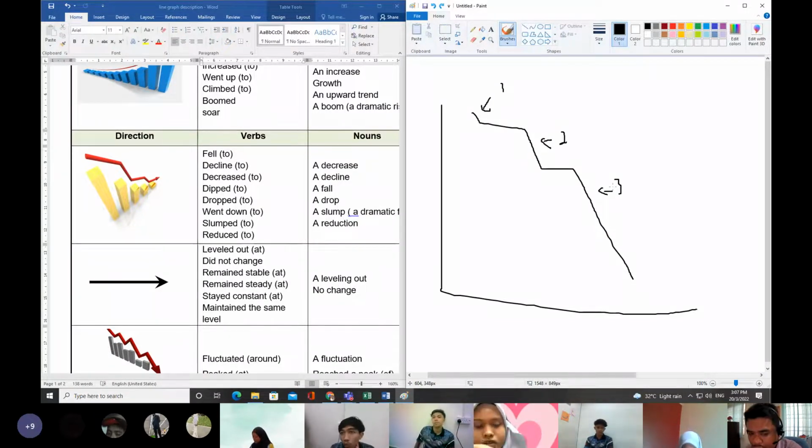Reduce, dikurangkan. Reduce mean the data has been dikurangkan lah kan. So usually people use it for number 1 and number 2. Number 1 and number 2. 3 no. Okay. Reduce number 1, number 2.